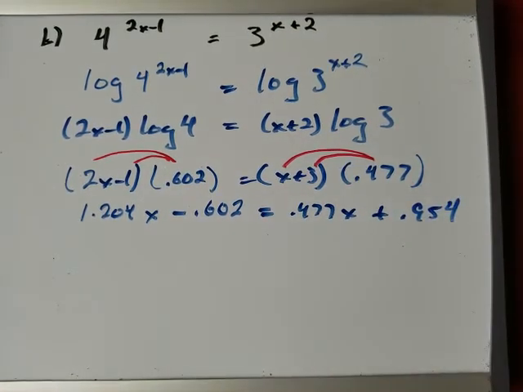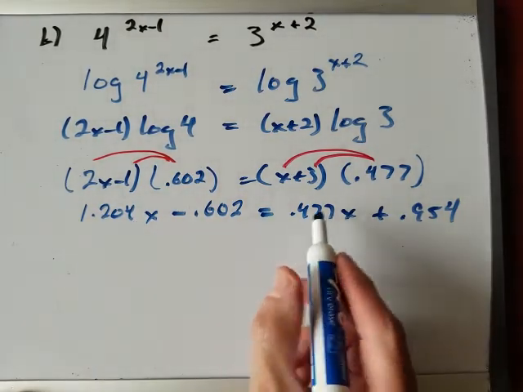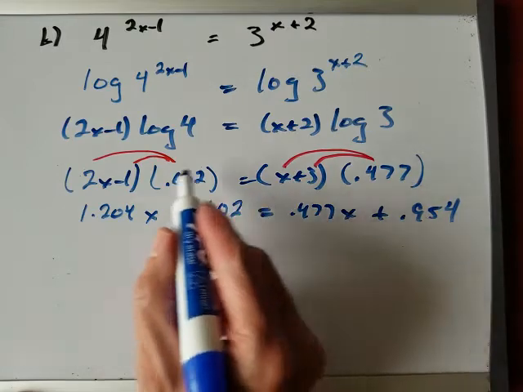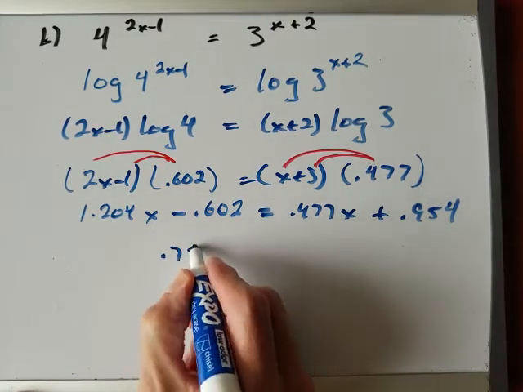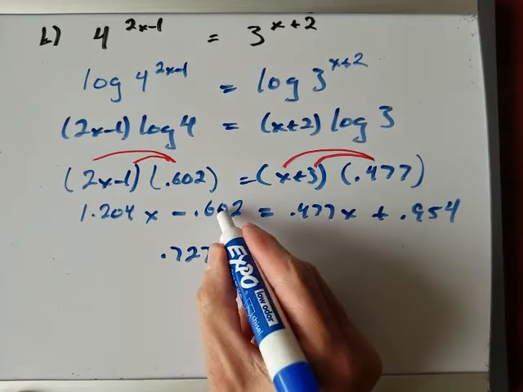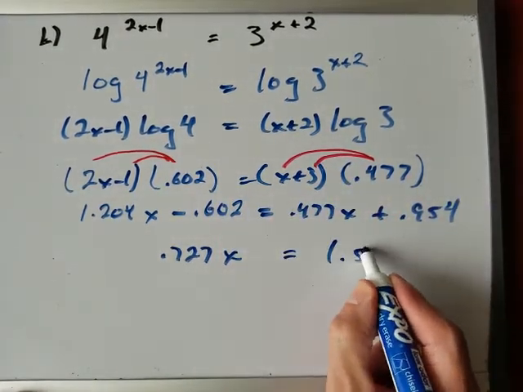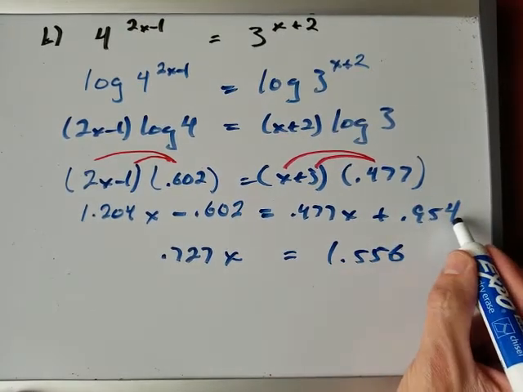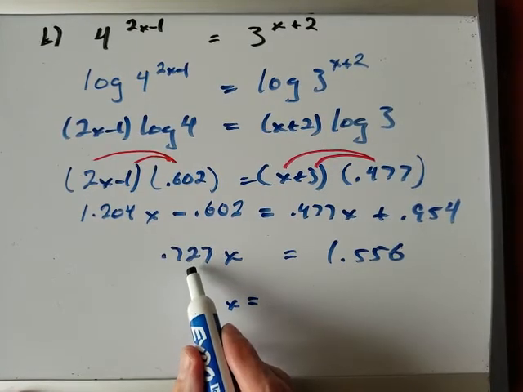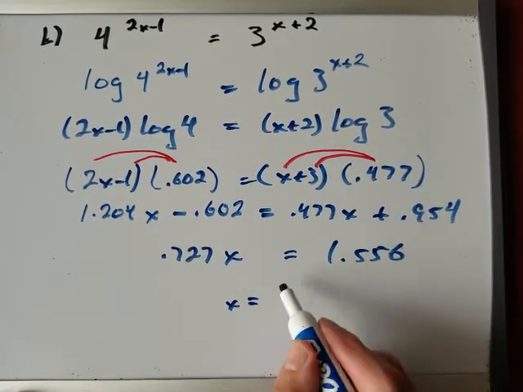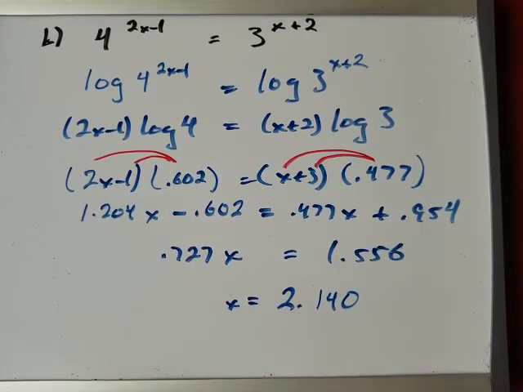And then even though this looks strange, here's where we are. We could easily collect our x's. So I'm going to take this 0.477x and subtract it from the 1.204x to get 0.727x. I'm going to take this 0.602 as a number and bring it to the other side. 1.556 when we add it to the 0.954. And now our grand finale is to divide this over to the other side for a 2.140, and we've solved the equation.